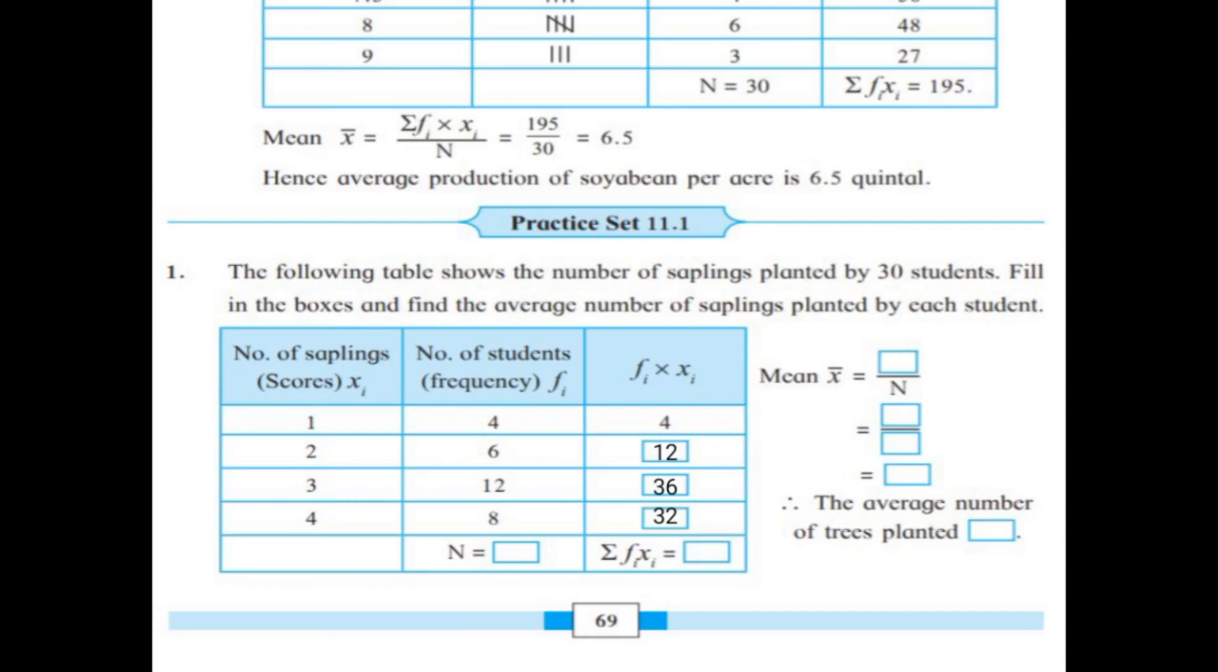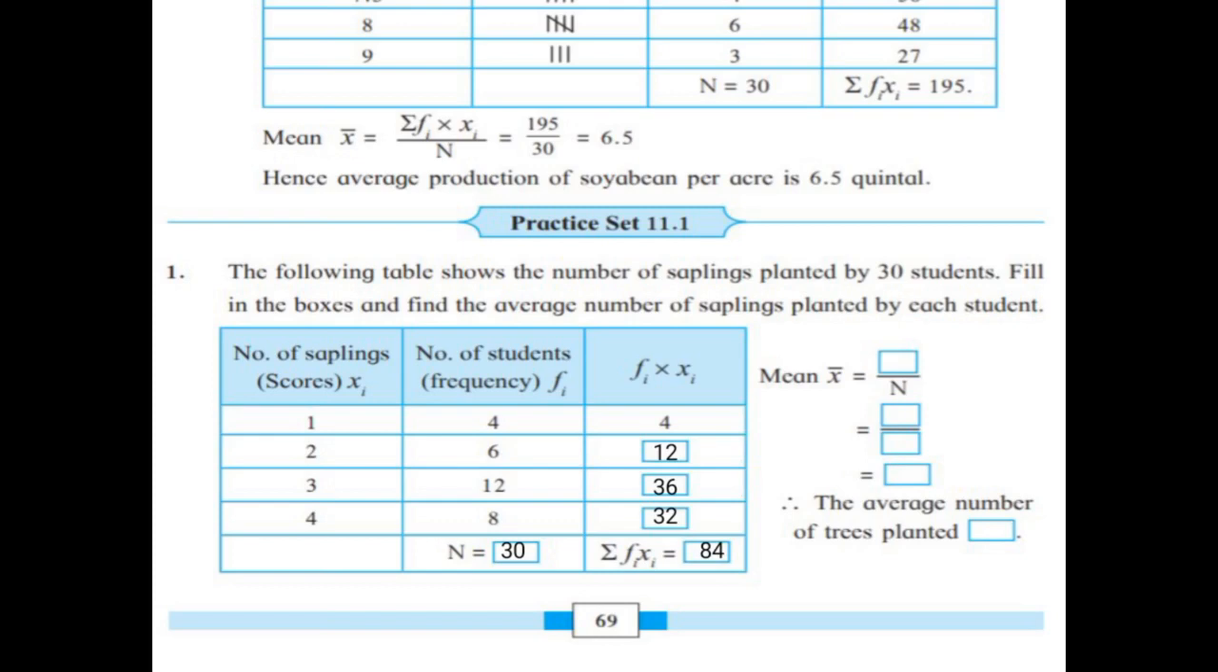First you have to add the total number of students, the frequency fi. 4 plus 6, 10. 10 plus 12, 22. 22 plus 8, the number is 30. Now you have to add the total of fi into xi. 4 plus 12, 16. 16 plus 36, 52. 52 plus 32, total is 84. That is sigma fi xi is equal to 84.